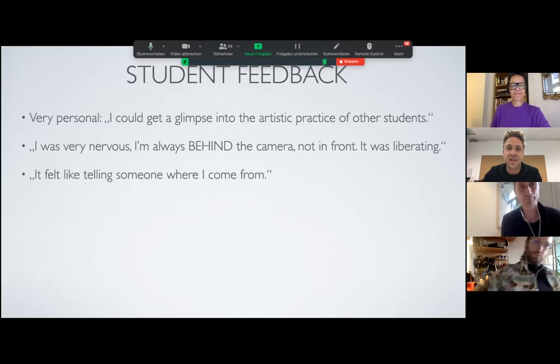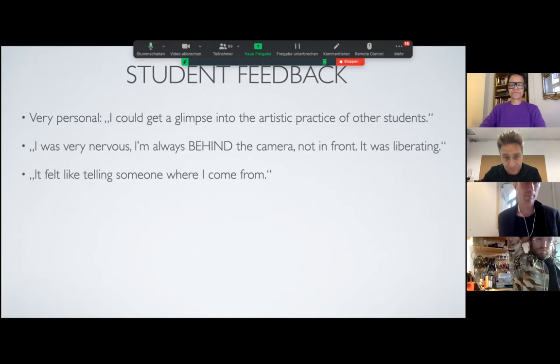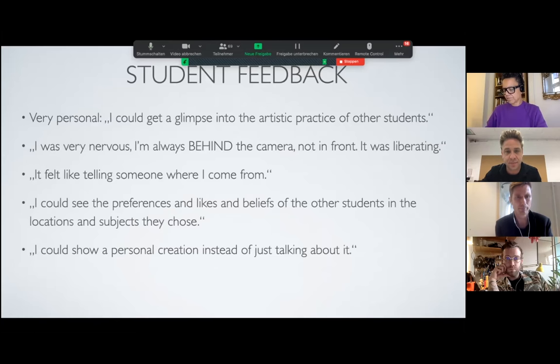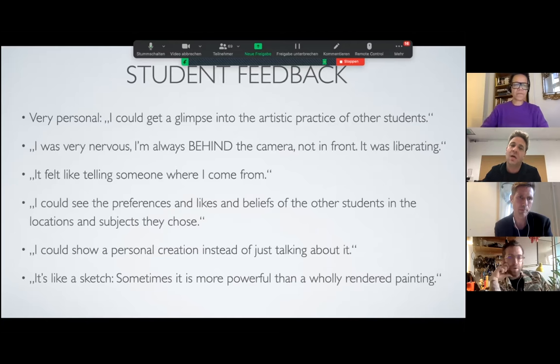A lot of students said that this exercise helped them to tell the others where they really come from. And it just gave them a kind of bigger view into the personal world, also because of the locations that the people chose, which were quite personal. And everybody actually said that they could present a personal creation instead of just talking about it or presenting still images.